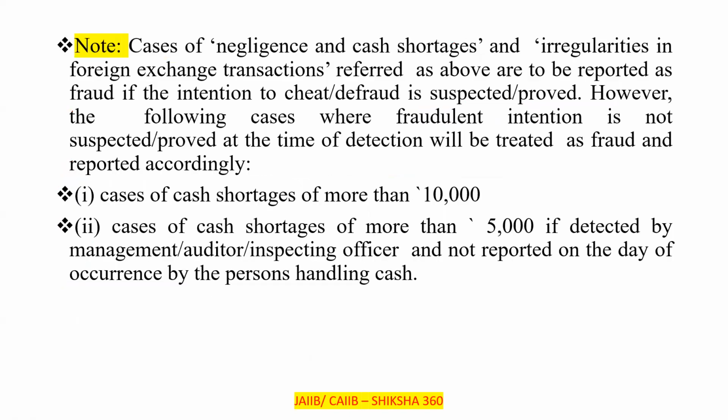Now we have to move to the next one. There are some other points regarding that which we have to understand here. Let's discuss. Note what they are saying: cases of negligence and cash shortages and irregularities in the foreign exchange transactions referred to above are to be reported as fraud if the intention to cheat or defraud is suspected or proved. However, in the following cases, where fraudulent intention is not suspected or proved at the time of detection, they will be treated as fraud and reported accordingly.